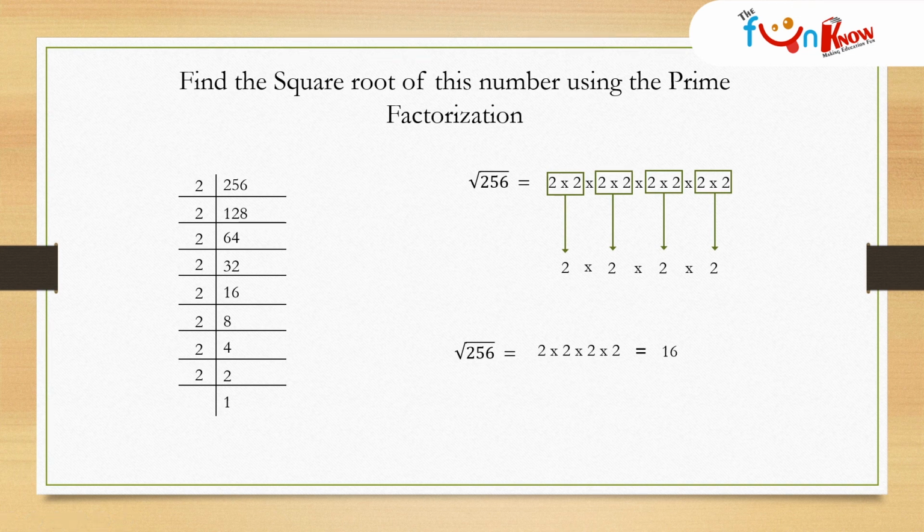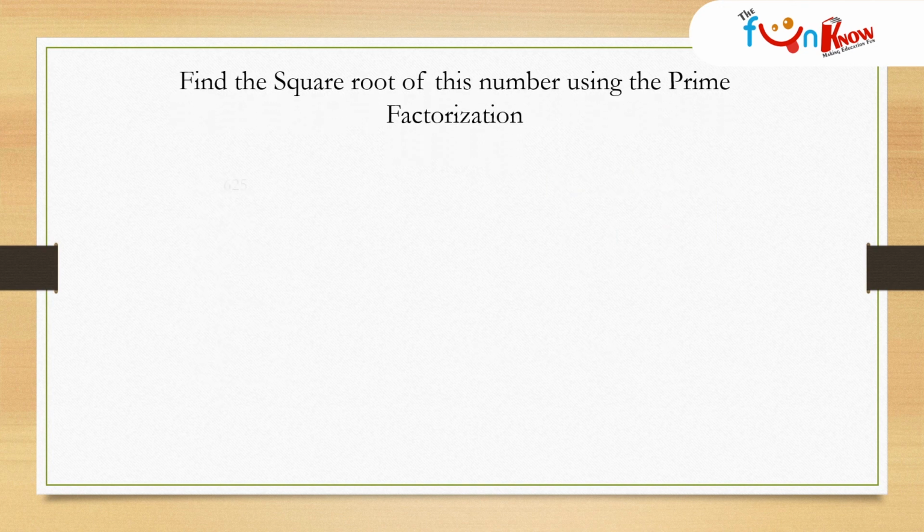Let us go to another example, students. Now the number here is 625. Try to do it, students. Try to do it. 625. First, it is not divisible by 2. Okay, it is going by 5.